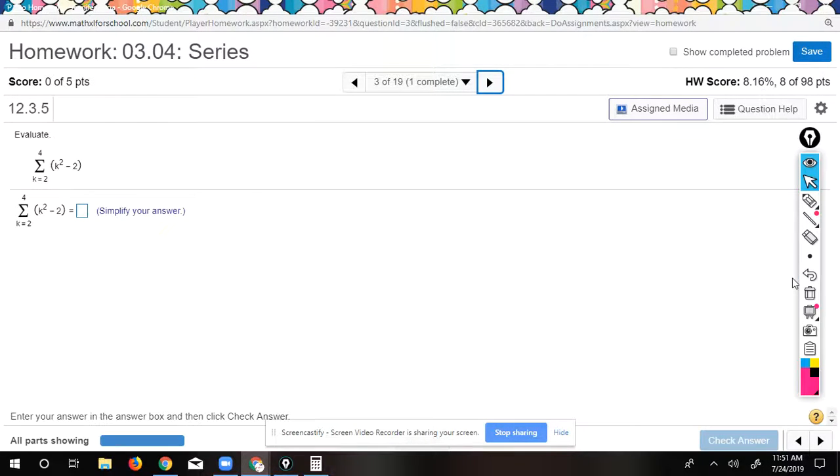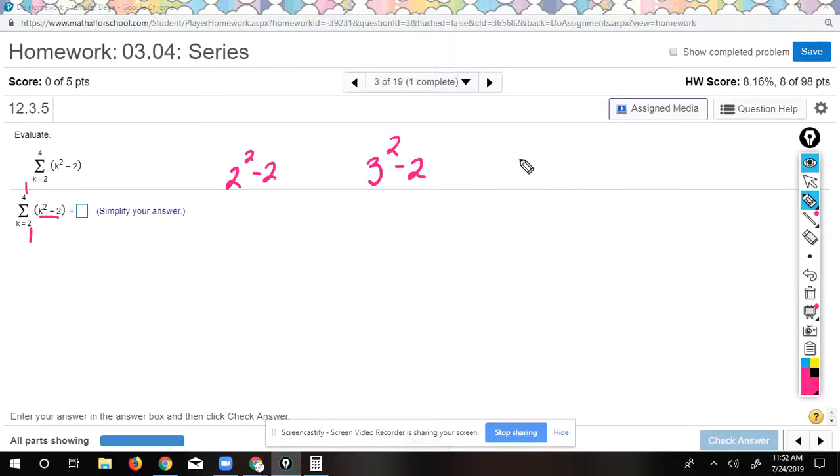Remember, we're doing odds, and you're doing odds too. So now I'm going to use this expression, and I'm going to plug in all of the numbers from 2 to 4, and then I'm going to add them together. So 2 squared minus 2, 3 squared minus 2, and then 4 squared minus 2.